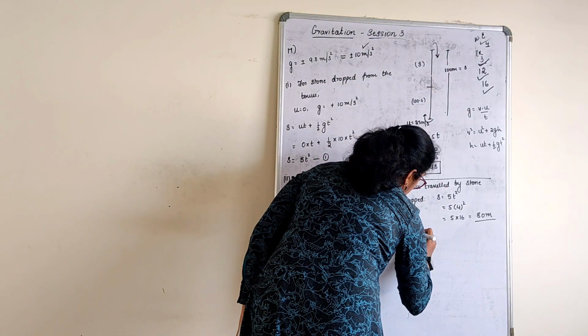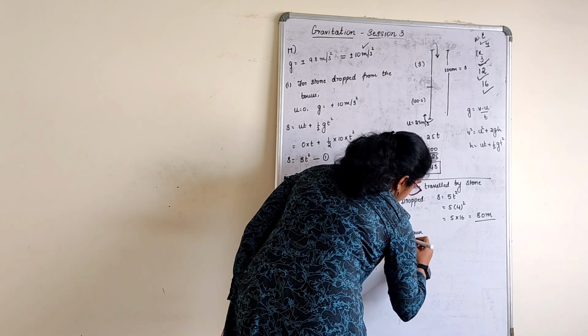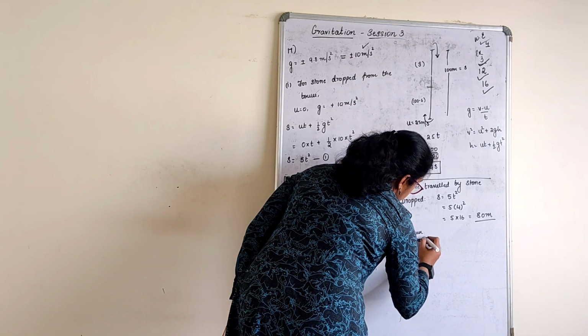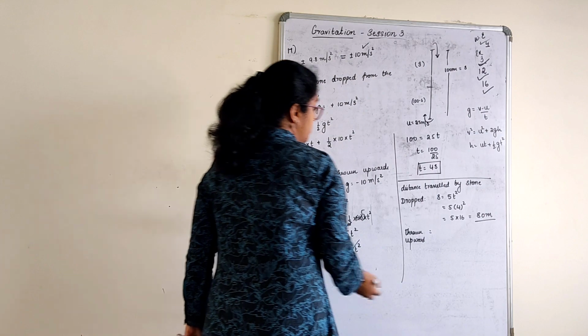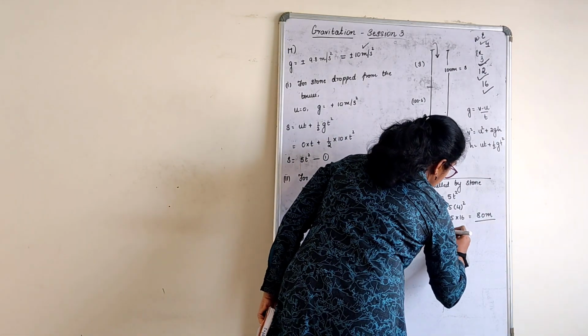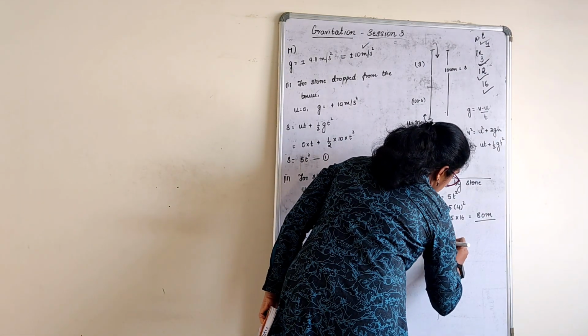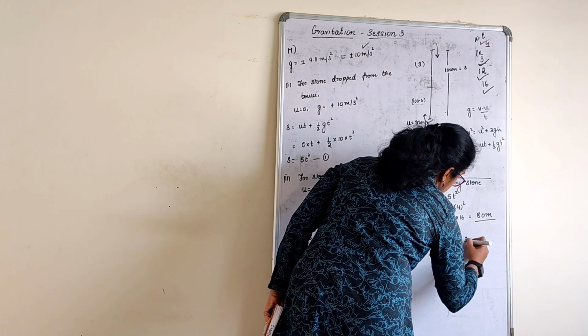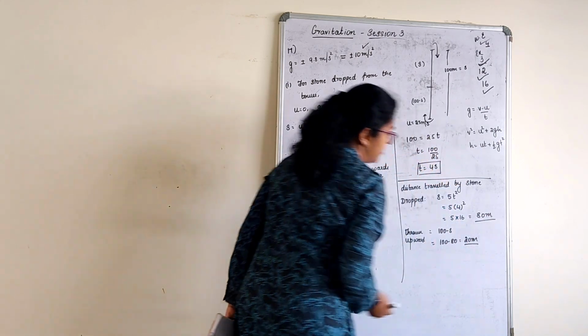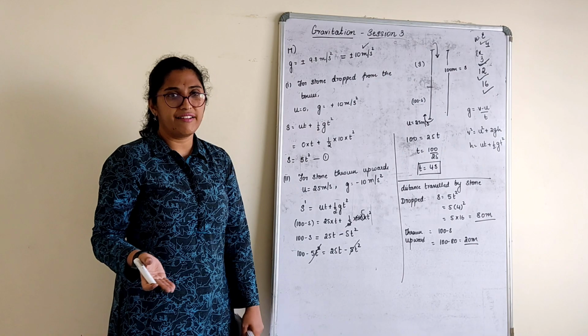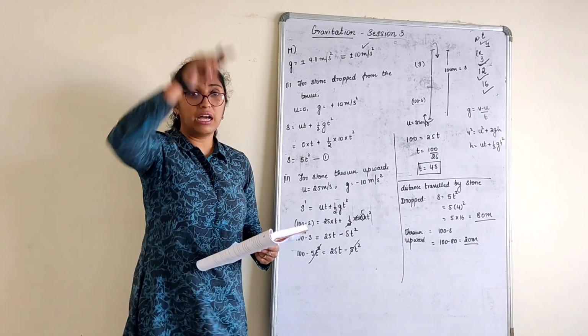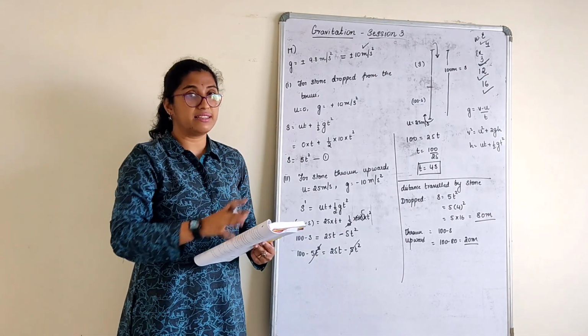Thrown upward. We already have here, it is 100 minus s. 100 minus 80, 20 meters. Calculate. Total distance is how much? 100 meters. That is what? Total height of the tower. Did we tally that? Yes.